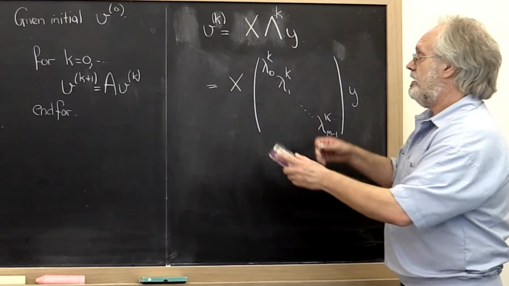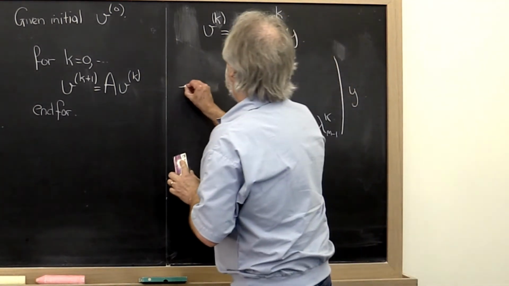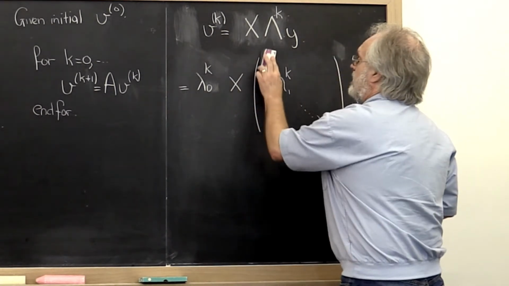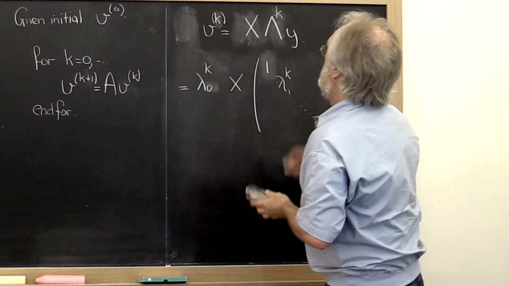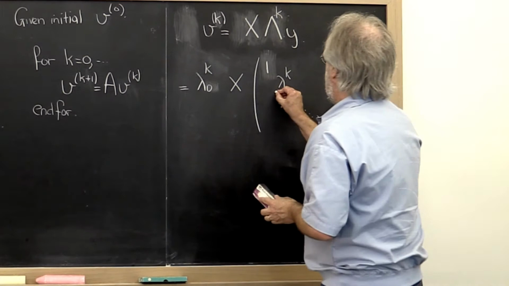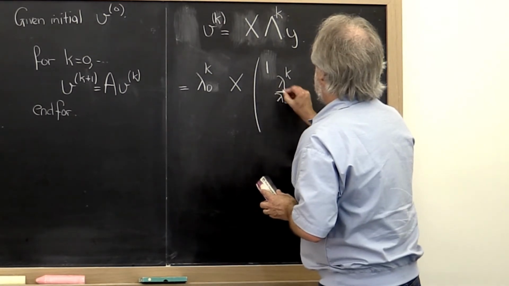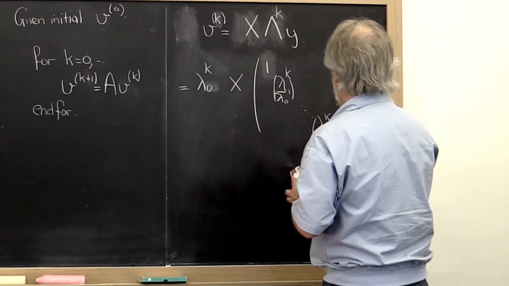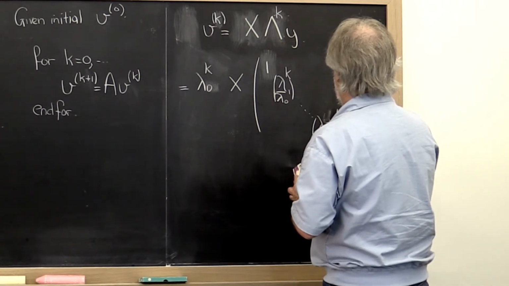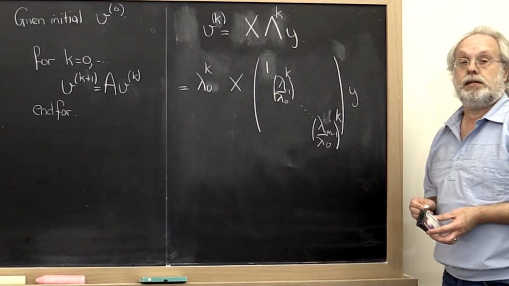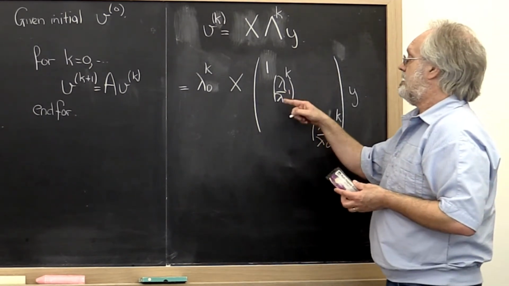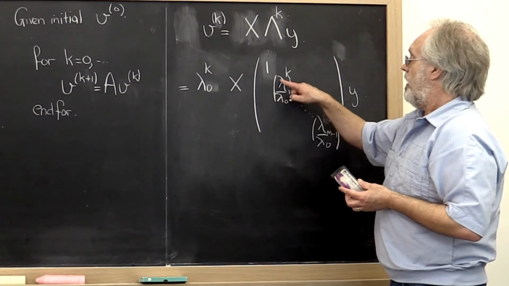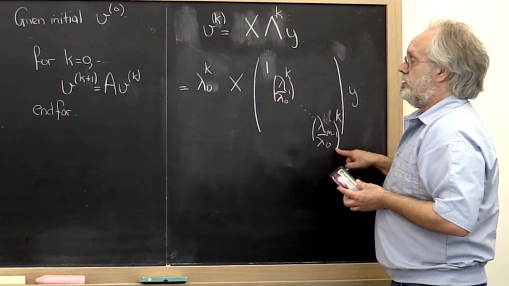Okay. And then we can again factor out lambda 0 to the kth power, in which case this particular element becomes 1, and the rest of these become these ratios. And what we see is that if lambda 0 is the largest in magnitude, then these elements all tend to 0.